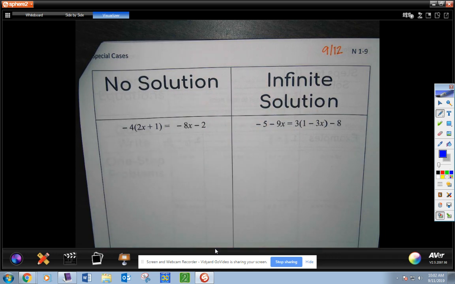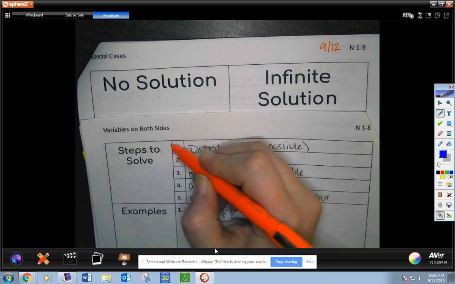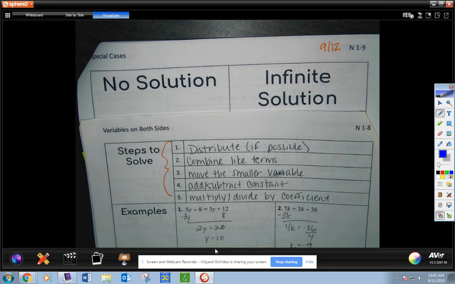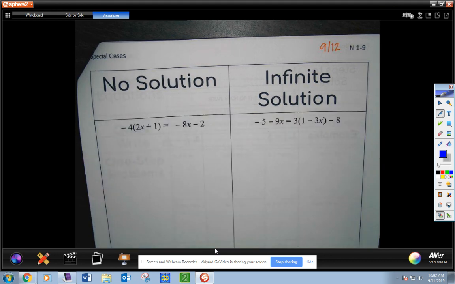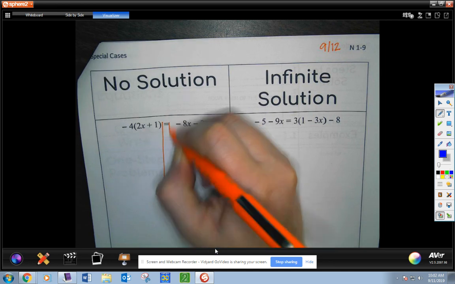Now, before I work the problem, I want to reference the notes that y'all took on 1-8. You are going to be doing these 5 steps still. They do not change, so if you need to refer back to your steps, make sure you look at the page before. Okay, so here we go. No solution problems. I'm going to draw my bars and solve my problem.